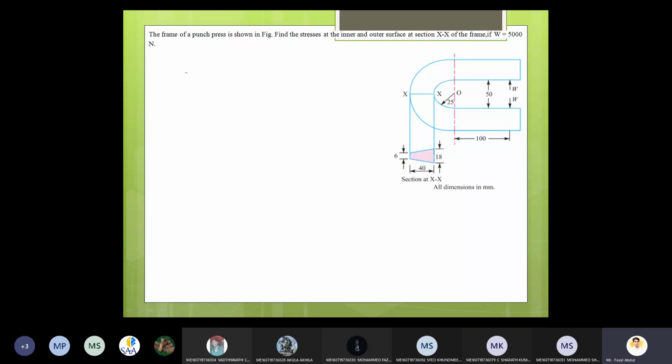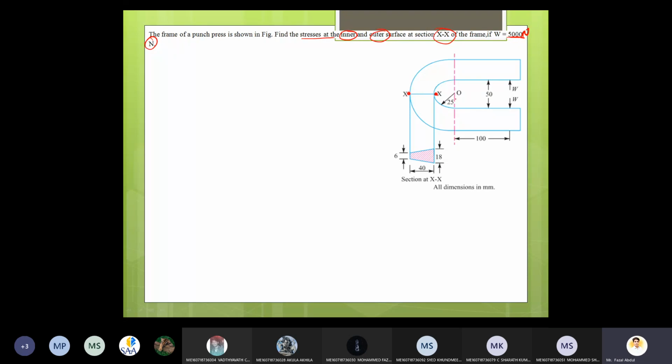See here, the frame of a punch press is shown in the figure. This is used for the punching press. Okay. The question is asking to find the stresses at the inner fiber and outer fiber at a particular XX section. This is the inner fiber, this is the outer fiber. At these particular points, what are the stresses, if the frame is subjected to a load of 5000 newtons? And the dimensions are given in the figure only.